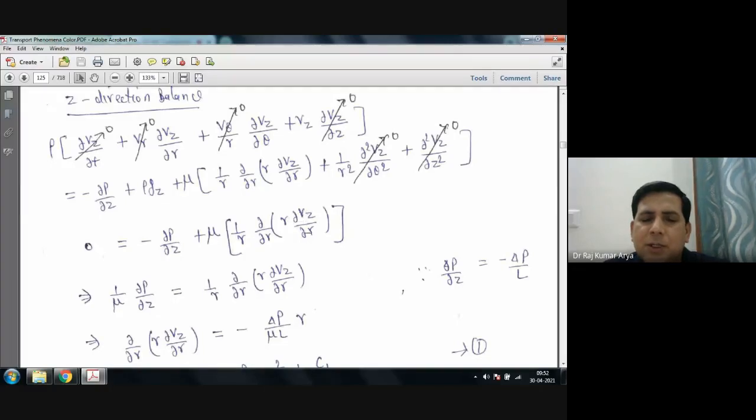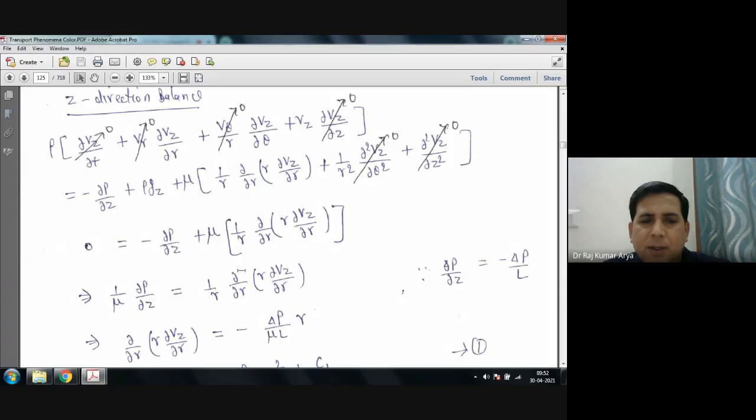So if you have the first term here, your velocity is totally a function of r. So you can rewrite all the partial derivatives as total derivatives, because your Vz is purely a function of r only. It is not a function of theta. It is not a function of z.